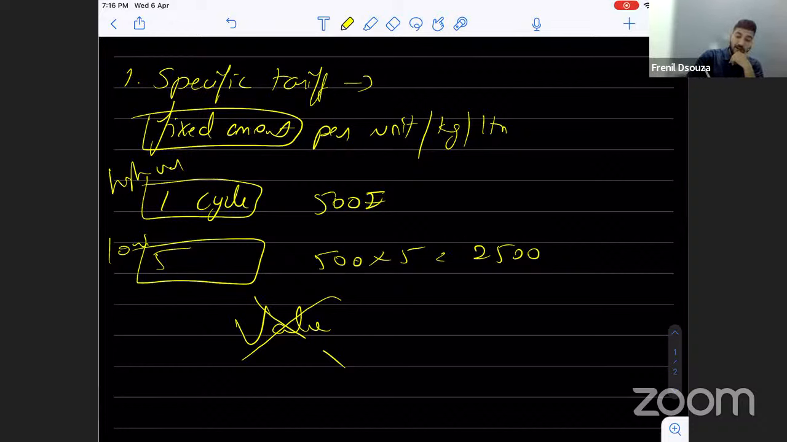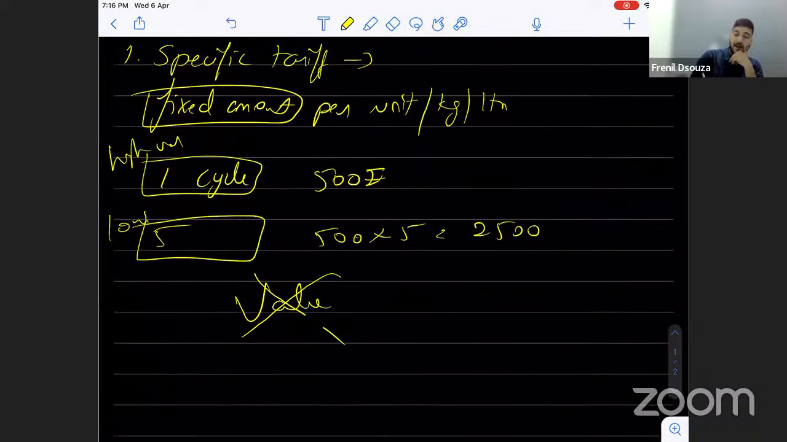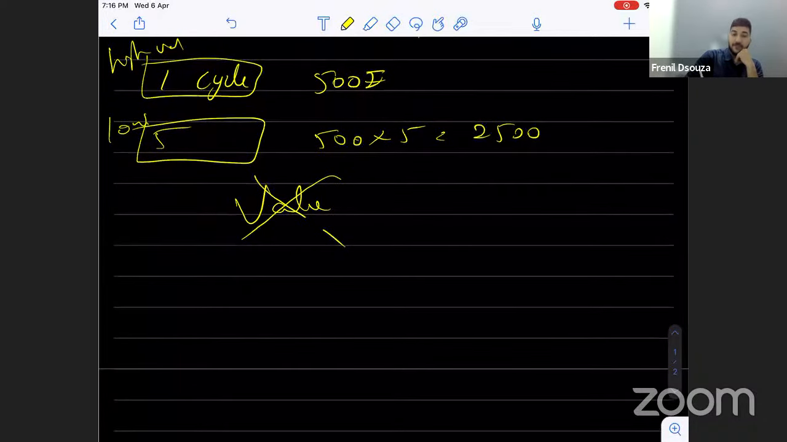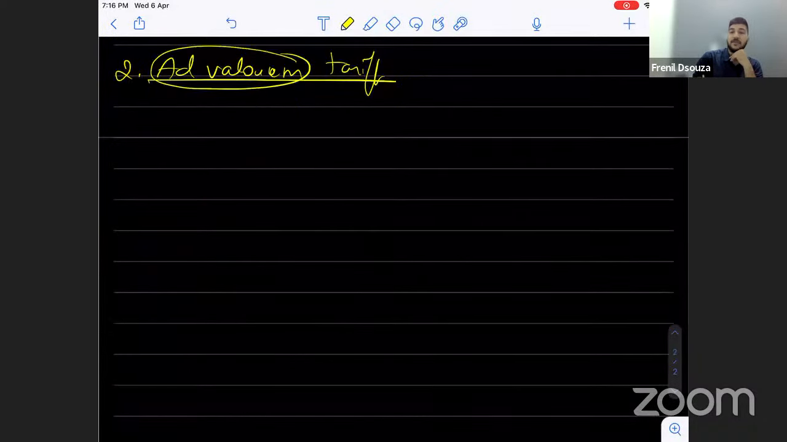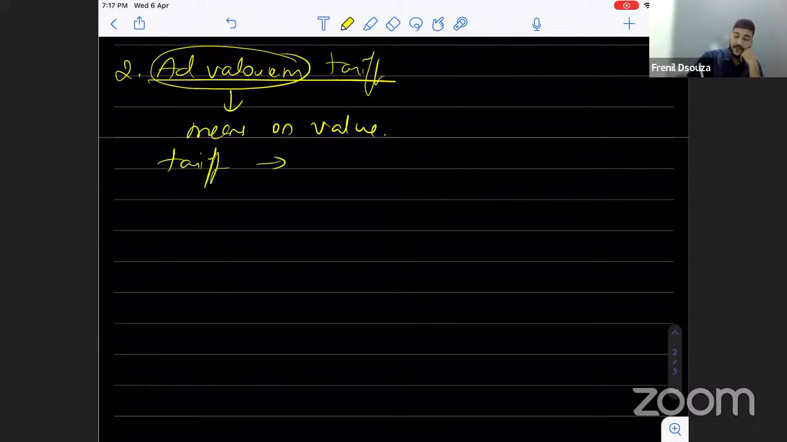Let us go to the second one. The second one is called ad valorem tariff. Ad valorem, the word itself gives the meaning to it. Ad valorem means on value. In the sense, here what will happen? The tariff will be given in the form of percentage, which means what I have to do?